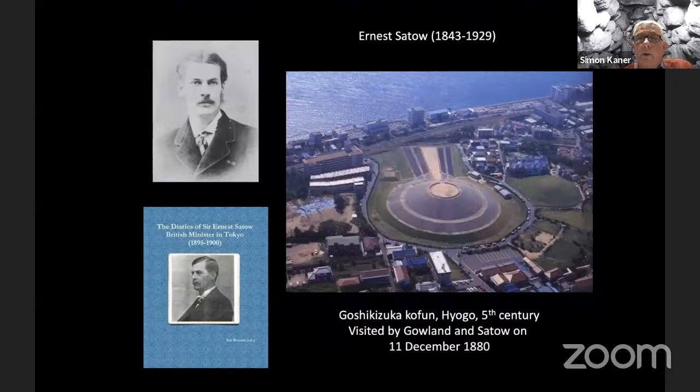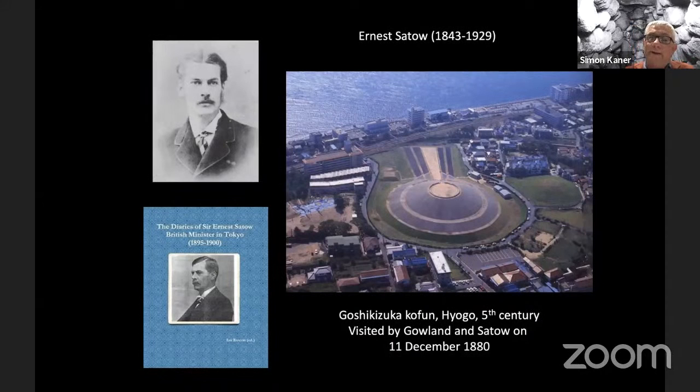Now, Gowland got to know this gentleman, Ernest Satow, who was one of the very early diplomats based in Japan. And Satow and his contemporaries were very interested in the early history of Japan, as part of the British interest in developing connections in the countries where they were based. And it was with Ernest Satow that Gowland first visited Kofun in, we think, 1880 to 1881. And one of the sites that he visited was this one, the Goshikizuka Kofun in Hyogo Prefecture near the city of Kobe. Still there, it's all been beautifully restored and tidied up by the Agency for Cultural Affairs.